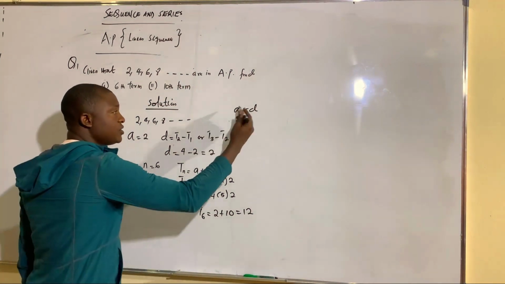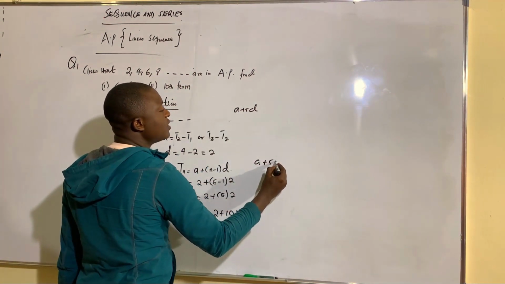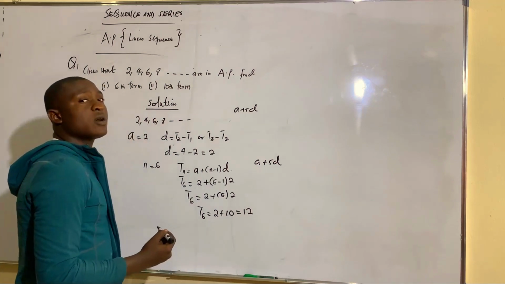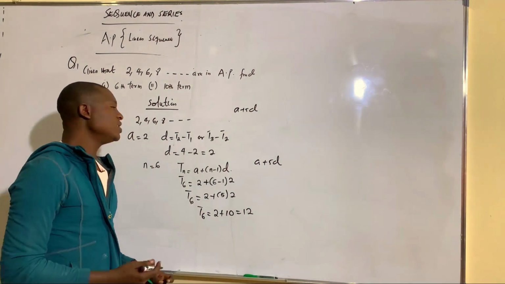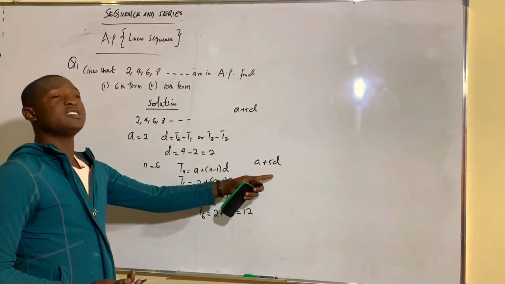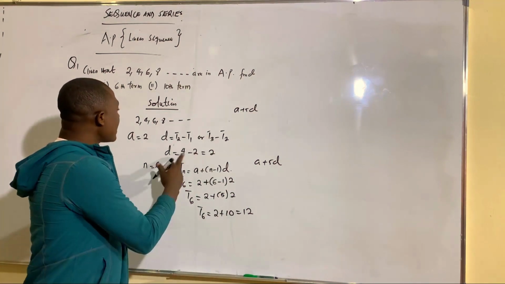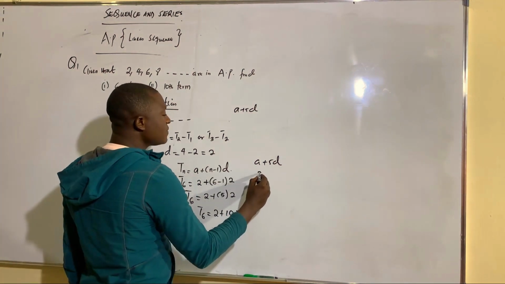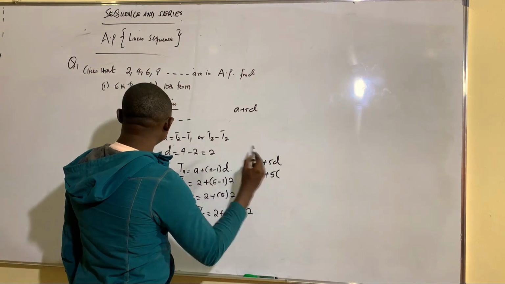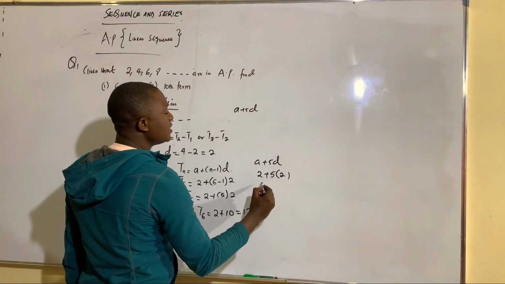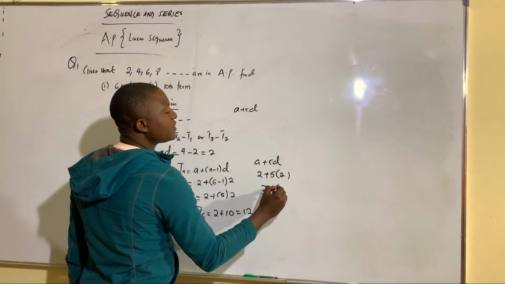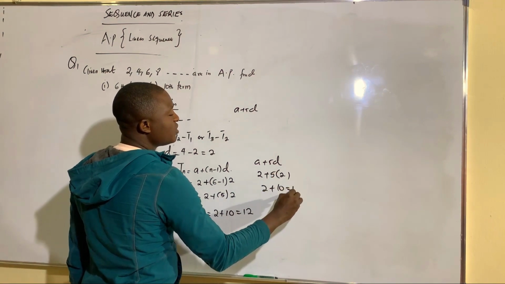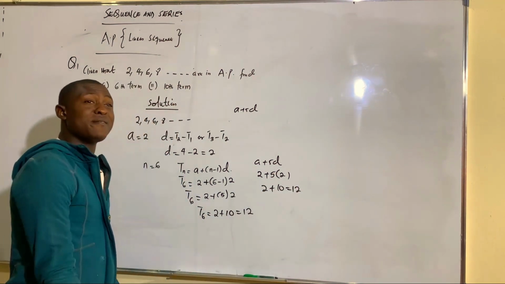Literally, you can just use this one sharp if at all you come across a problem from an objective test, to save your time. Since you know that T6 is the same thing as A plus 5D, plug in the values. A is 2, plus 5, the D is 2 also. Then we have 2 plus 5 times 2, and we have 10. 2 plus 10, and we have 12. We can see that we have the same result.